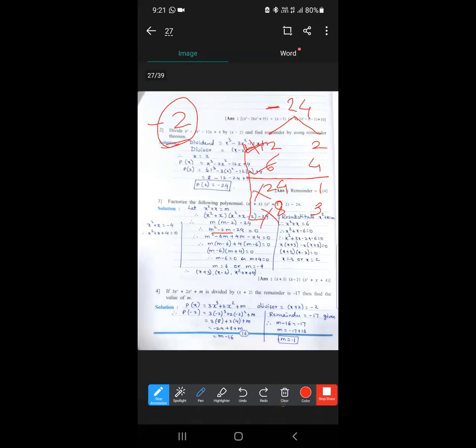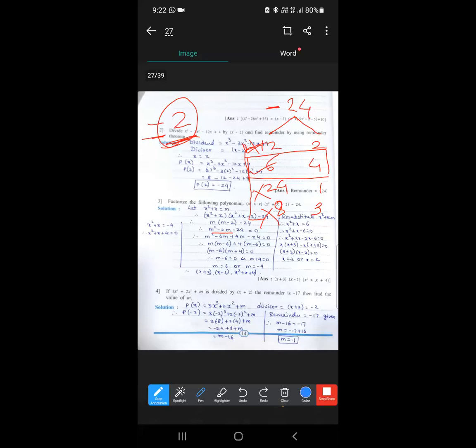So the only factors which are suitable for the given polynomial are 6 and 4. Why? Because 6 minus 4, you will get 2. Now, out of 6 and 4, which is the greater number? The greater number will get the sign of the middle term, that is the sign of the 2. So the greater number is 6.